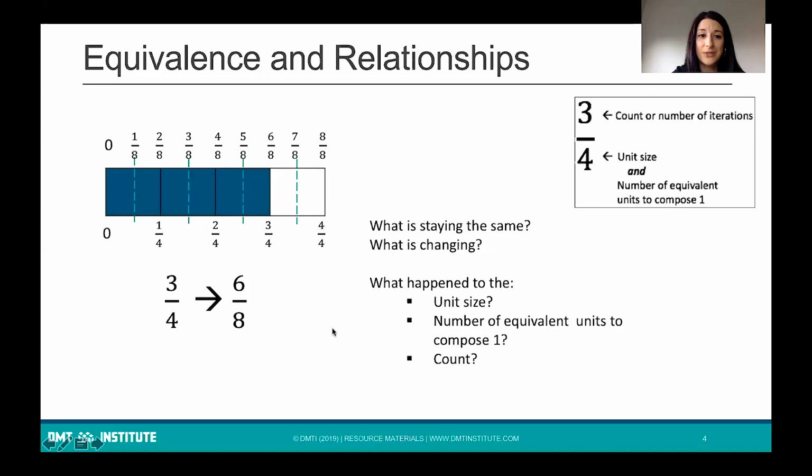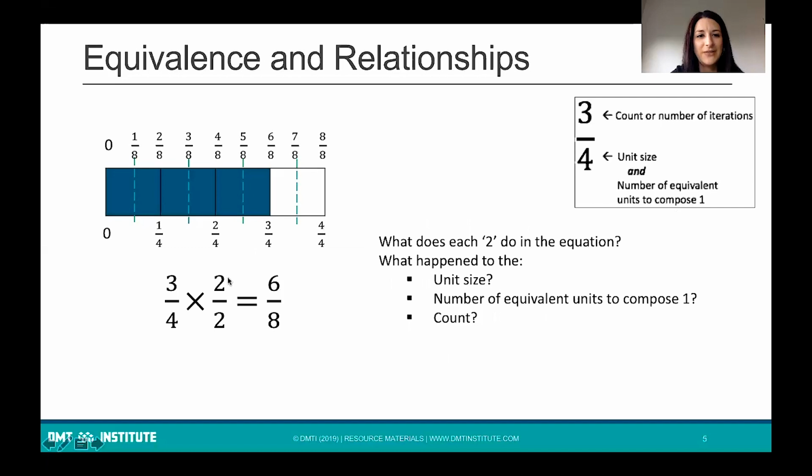Then we can look at the count. So before I was counting 3 units, and now I'm counting 6. So I'm counting twice as many units as I was. Well, that also goes back to the size of the unit. If it's a smaller piece, if it's half as big, I would have to count twice as many to get back to where I was, or to compose that shaded area.